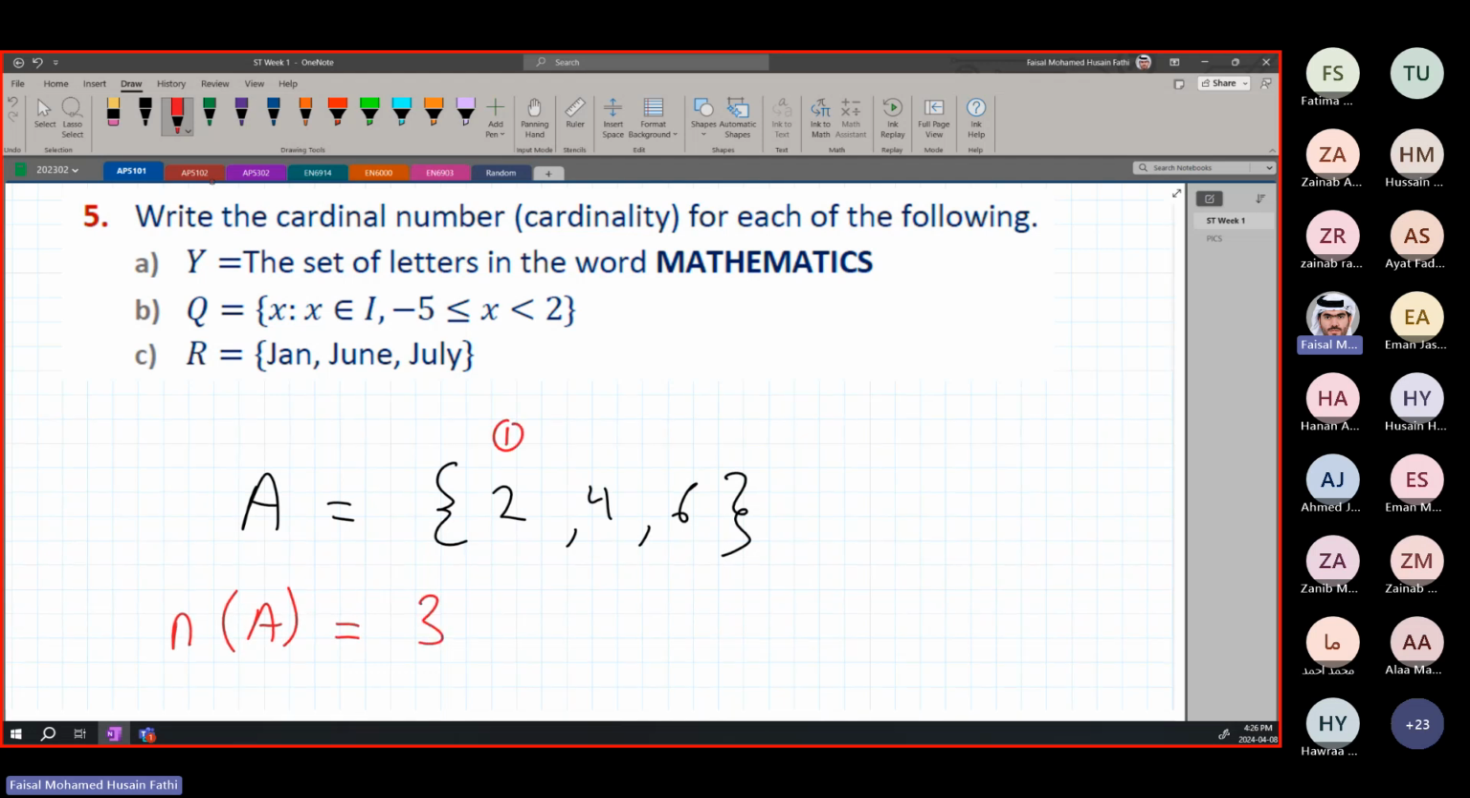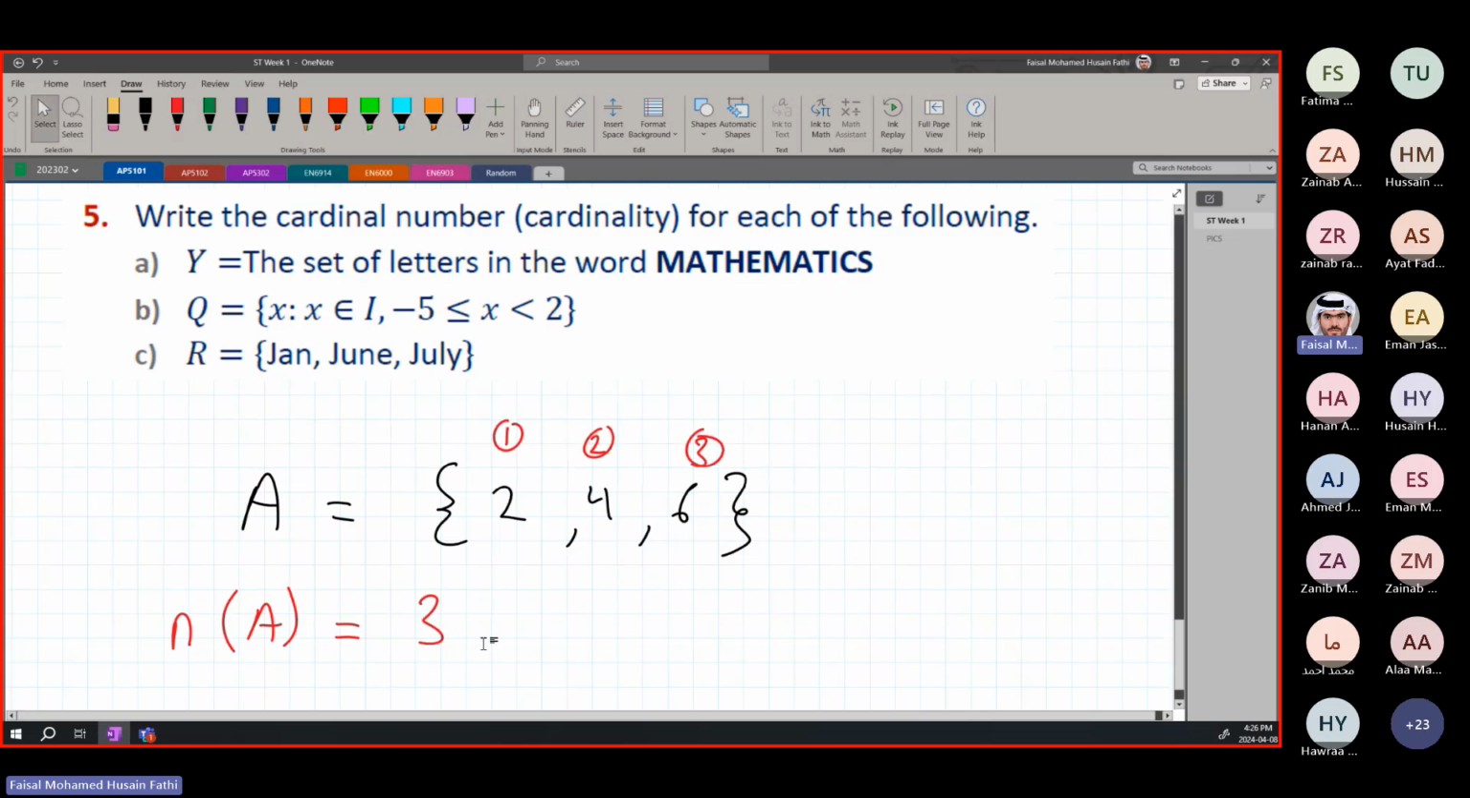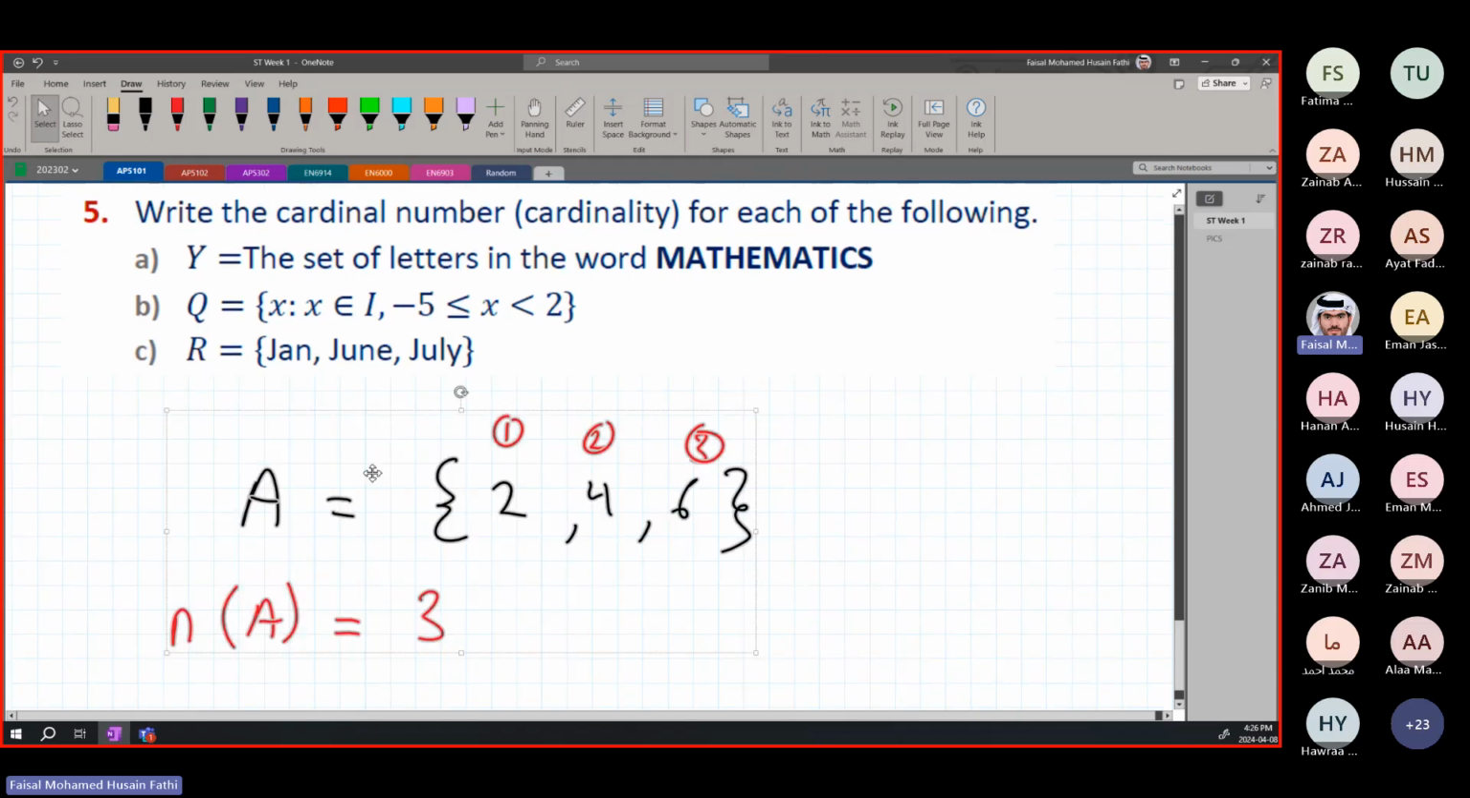It means we have 1, 2, 3 elements in our set. This is what the cardinal number represents, or the cardinality. How many elements do we have in the set? That is what the cardinal number is. All right? Very simple. This is the way you would write it down. And this is the case if we have A over here.